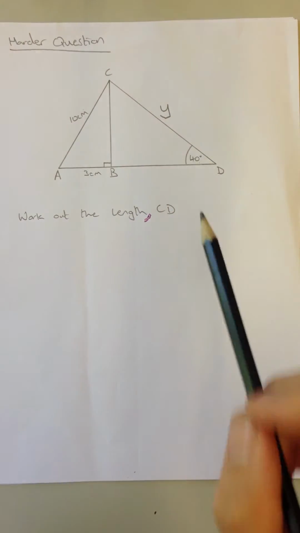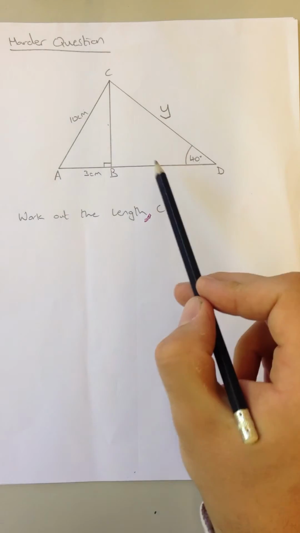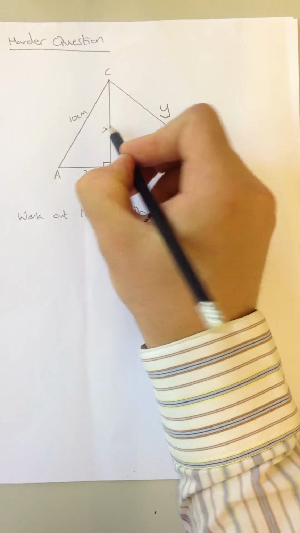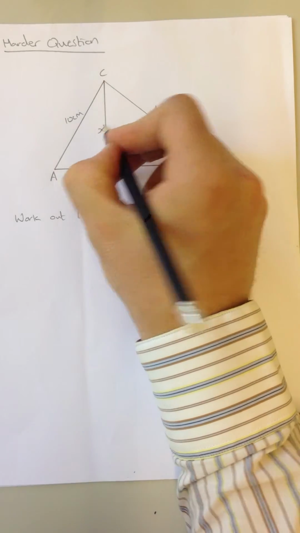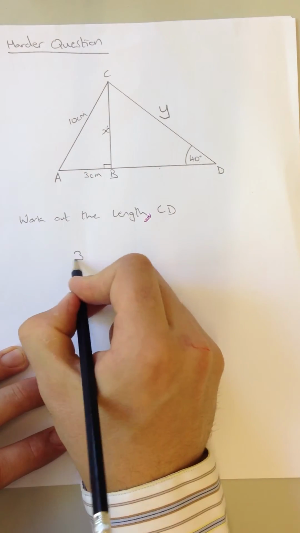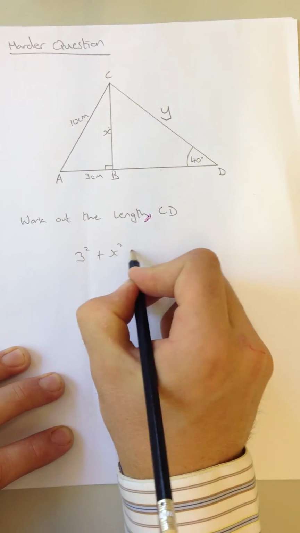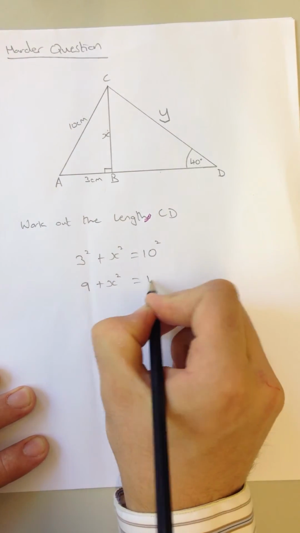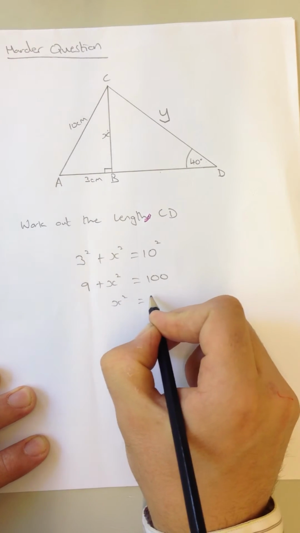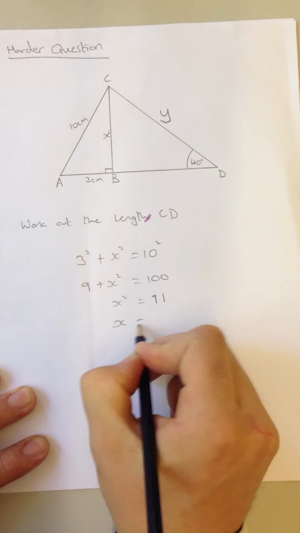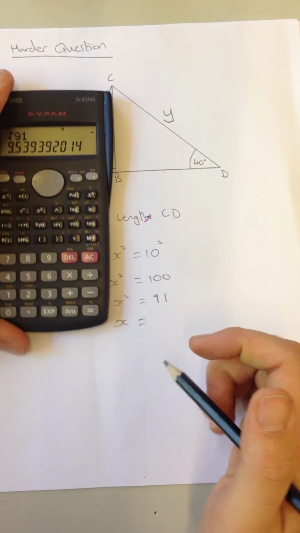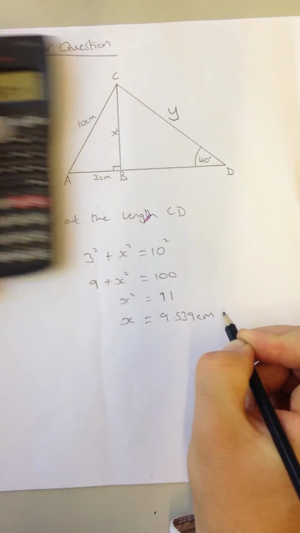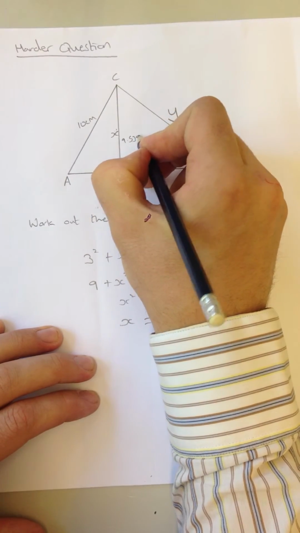We've got an angle here, and we need to work out CD. We'll call that the length y. So we've got an angle, we've got one length, we need another length. I don't have this length or this one, but using this triangle, I can work out this length here, which I'll call x. And I can work that out using Pythagoras. So 3 squared plus x squared should equal 10 squared. So if I work that out, 9 plus x squared should equal 100. X squared should equal 91. So x equals the square root of 91, which is 9.539 centimeters. Write that in.